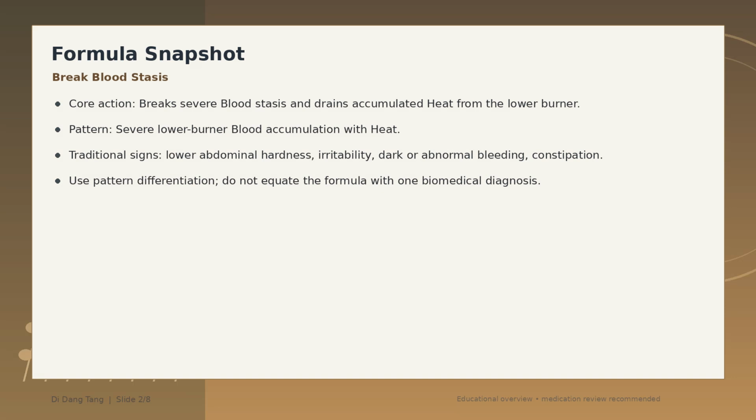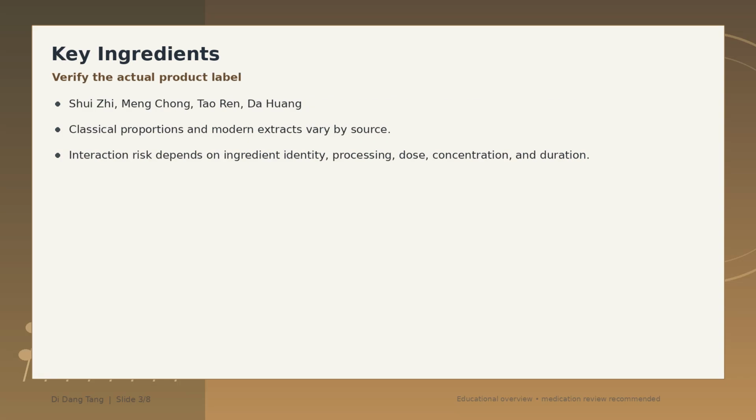Conversely, these traditional signs can arise from multiple biomedical conditions. That is why pattern differentiation and conventional red flag screening should occur together. Key herbs commonly associated with this formula include shui zhi, meng chong, tao ren, da huang.